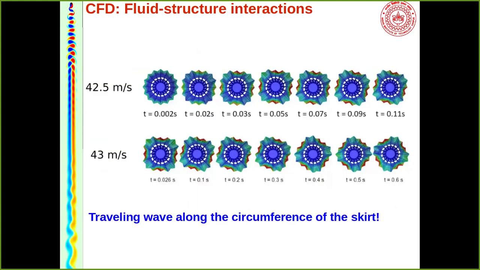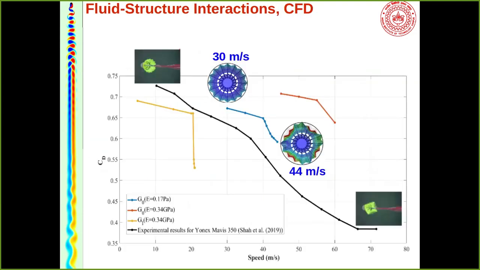In fact, these are some stills. You can see from this image, for example, how this cross section seems to be spinning because the deformation is moving circumferentially. Overall, if we now compare the wind tunnel measurements with the fluid structure interactions, this is from the wind tunnel, CD versus speed, and these are three different models based on the elastic modulus of the shuttlecock and so on. You see, this one captures all the details.